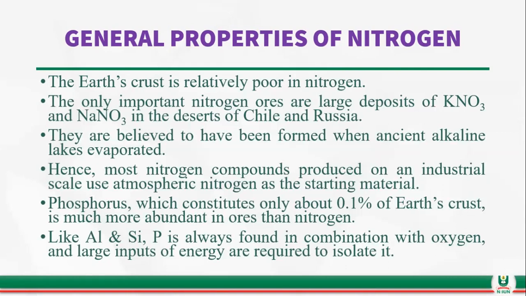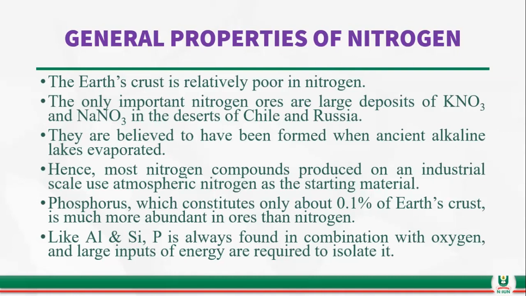Hence, most nitrogen compounds produced on an industrial scale almost all the time use atmospheric nitrogen as their starting material. It's easier to produce. By liquefying the air, you can get 99.9% pure nitrogen, which has 78% abundance in the air. So the best way to get nitrogen is to get it from the atmosphere.